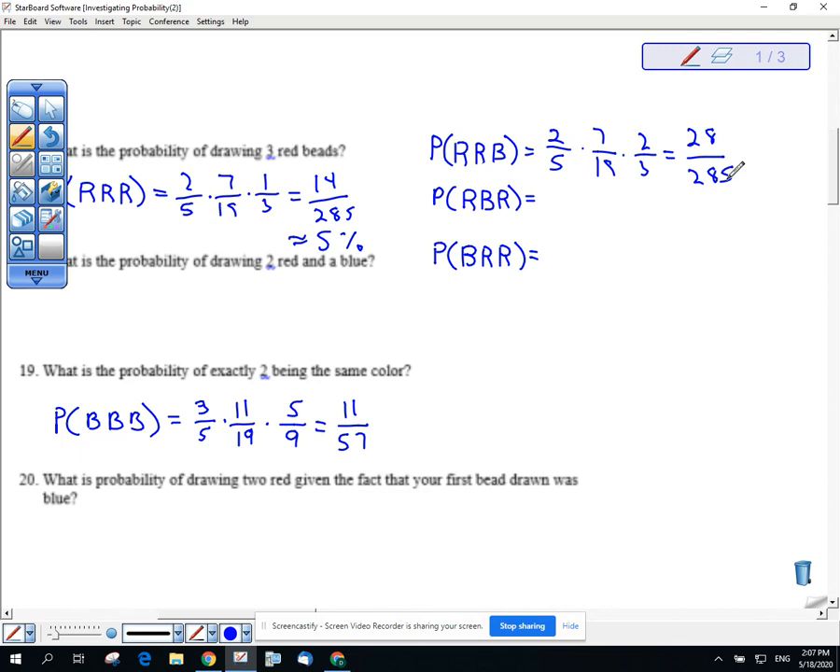Okay. Another way to show that, or another combination is what we want to say, would be red, blue, red. That would be a way of getting two red and a blue. And that calculation would start with 2/5 still, but then it would be times 12/19. I don't want to click back and forth to the tree diagram over and over again, but if you need to stop and look at this, just pause the video and look. And interestingly, and I don't know if you would have expected this, this is also 28 out of 285.